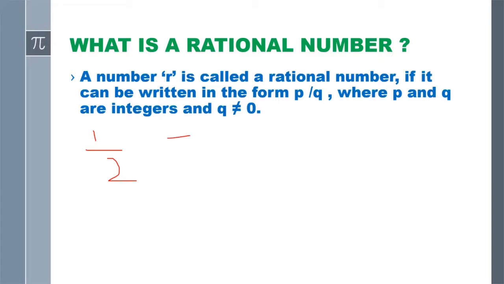Let me take one negative integer in the numerator, minus 3 by 4. Here minus 3 by 4 is in p by q form. Minus 3 is p and 4 is q. Therefore, it is a rational number. So mind well, in the numerator you can take a negative integer. For a rational number, you can take a negative integer in the numerator.